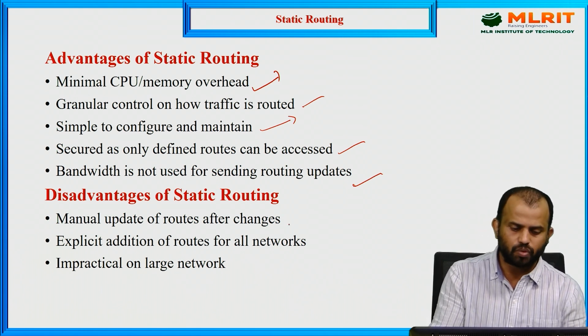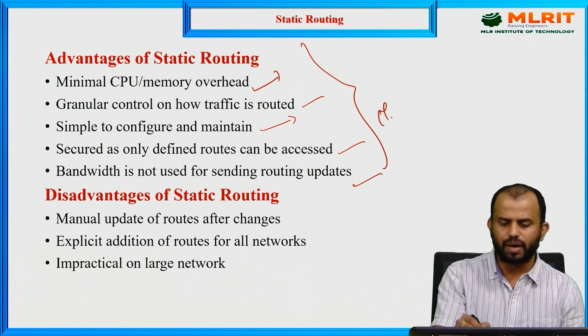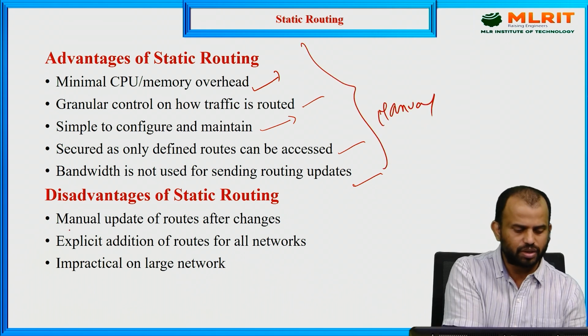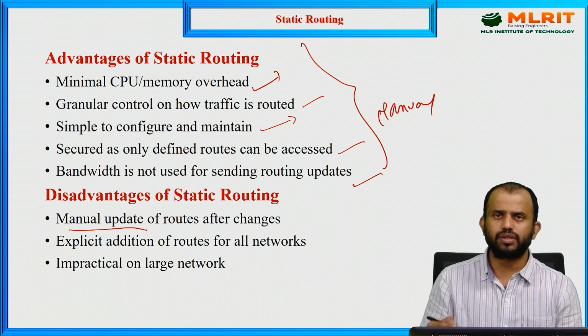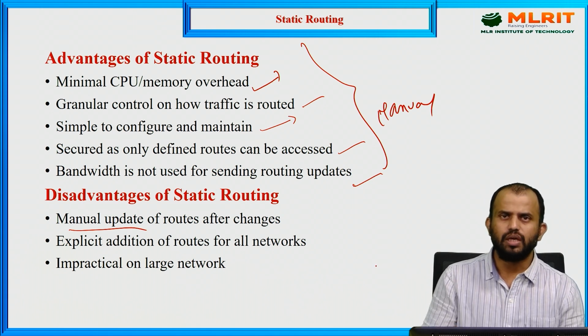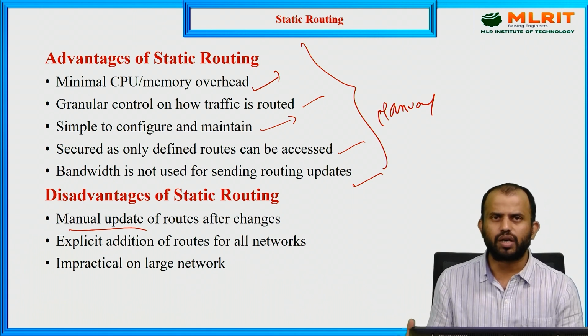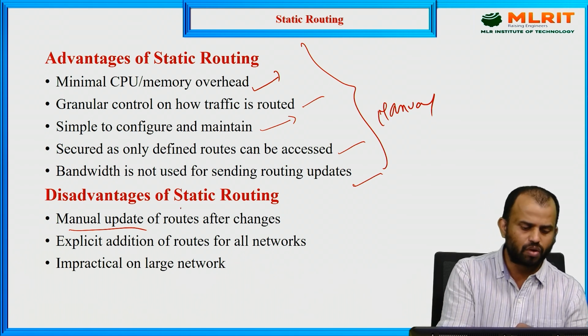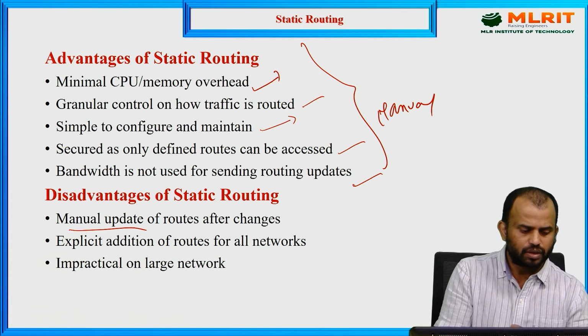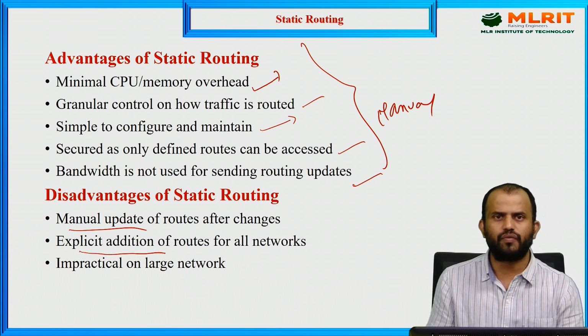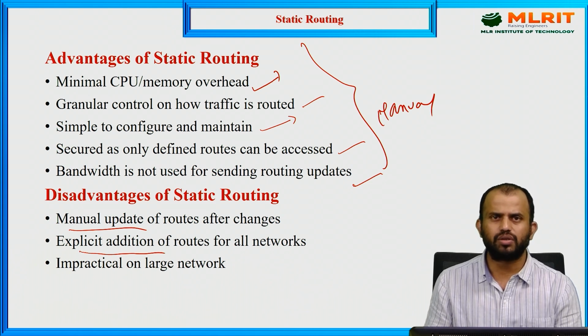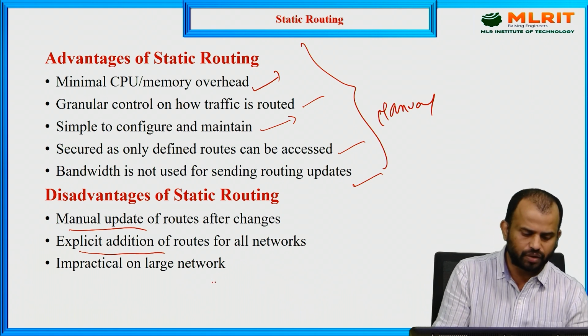But what's the disadvantage? All of this is based upon manual entry, so that is a major disadvantage. If you are using 10 plus routers or 1000 plus routers, because we are establishing a large architecture, we have to maintain all of that. It is very difficult, so manual update is not possible in this scenario. It also requires explicit addition of routes for all network values, which we can't do at scale. That's a major disadvantage, and it is impractical for a large network.